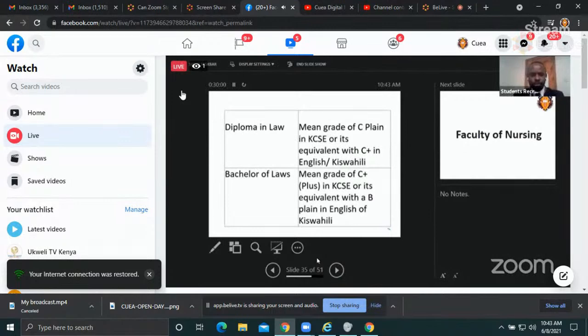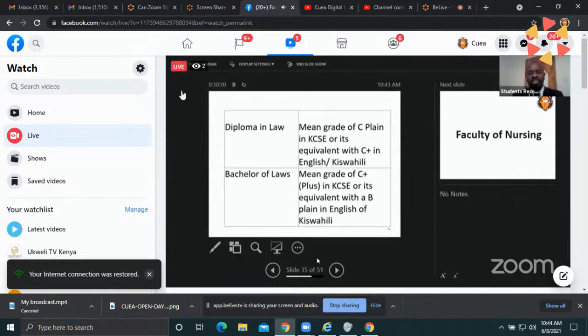For those who have a C-plain in KCSE or its equivalent, that is the students who are doing the international curriculum, you're expected to have an average of C, and also you are supposed to have a minimum of C plus in English or Kiswahili.